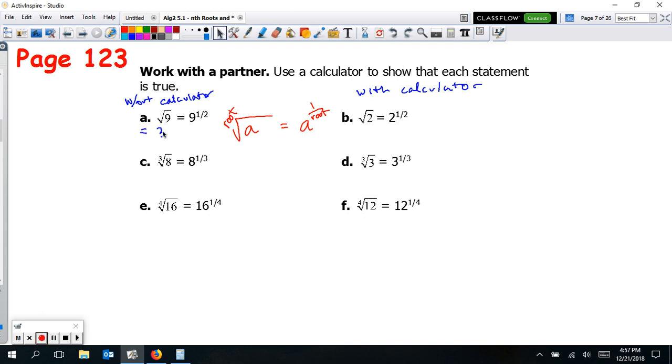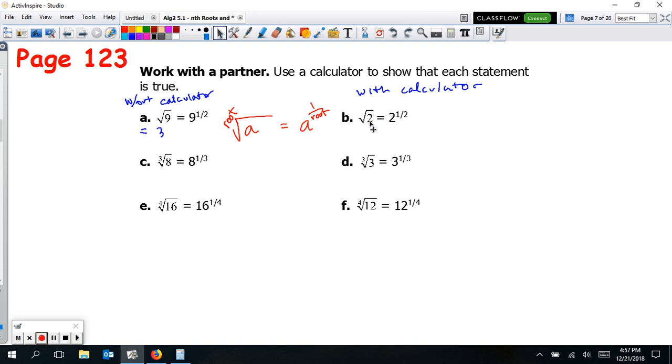And I wrote this here just as a reminder that A here is going to be underneath the radical, or it's the base here, and your root's the denominator. On these ones, 1 is going to be the power for every single one, because none of these are in parentheses. So 1 is going to be our numerator of that power.